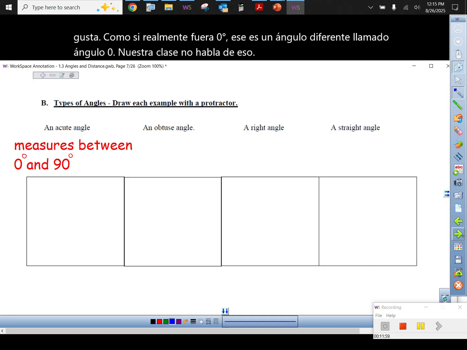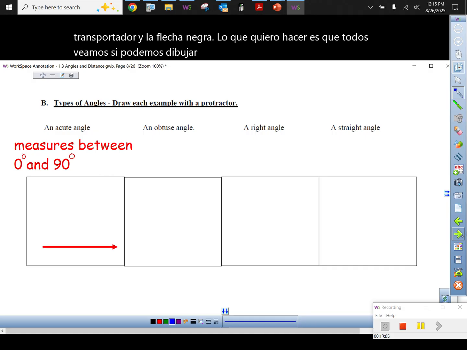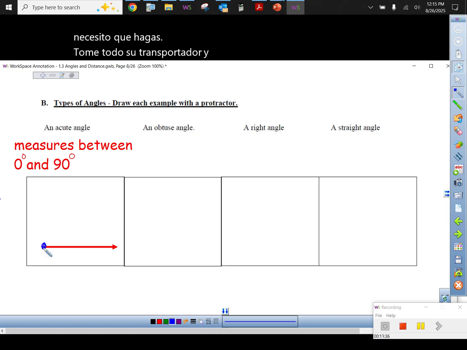What I want to do is have us all see if we can draw a 50-degree angle. How do you start? You need to draw a ray. Use the straight edge. The protractor has nothing to do with it yet. Just use your straight edge and draw a ray, and it's usually easy if it points to the right. And please don't work ahead of me because there's so many of us. I just need your patience. So draw that ray, and then take the hole of your protractor and put it right on the endpoint of that ray. At the same time, the black arrow needs to go on top of the ray that you just drew.